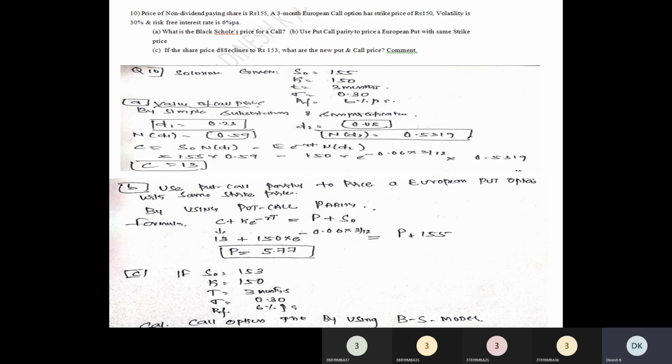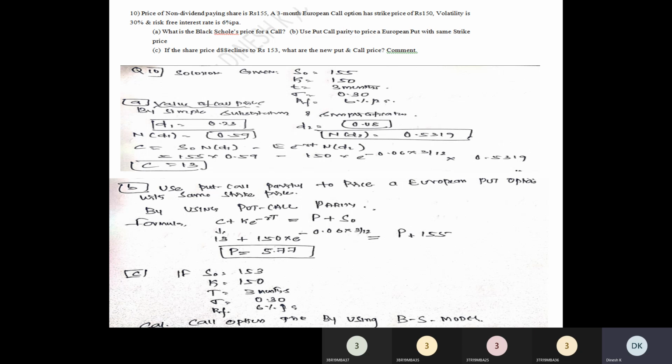In sub question B, what it is asking you is to use put call parity to price a European put option with the same strike price, right? As we have already calculated the call option price in sub question A, we have to use this call option price to find the put option, not by using the binomial or Black-Scholes model, but by using the put call parity equation. So look at sub question B: use put call parity to price a European put option with the same strike price.